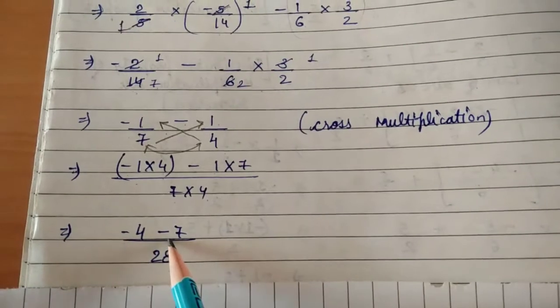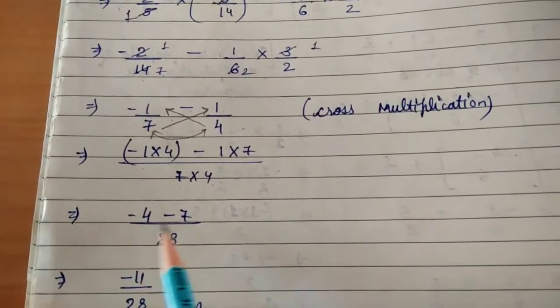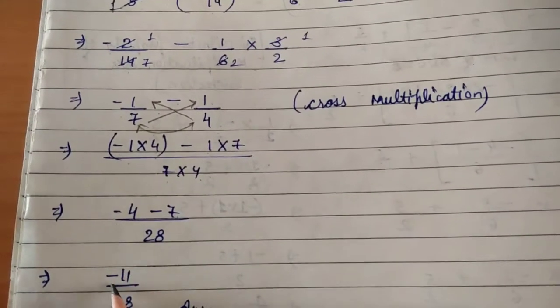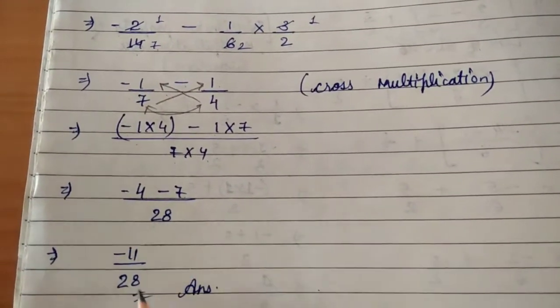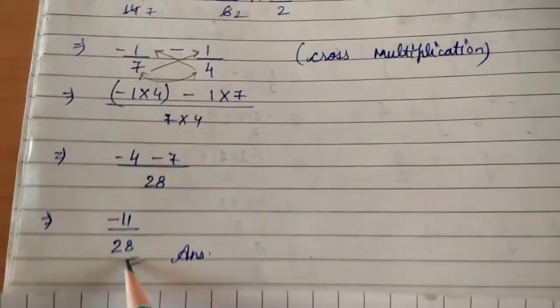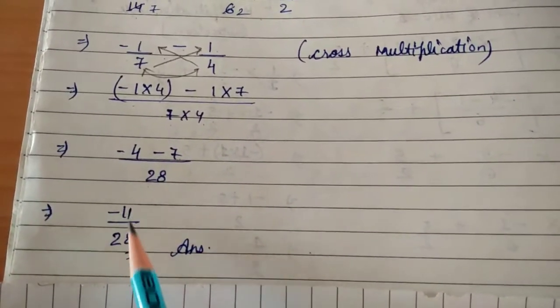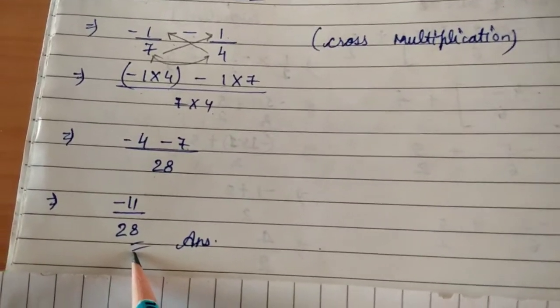Minus minus plus. So 4 plus 7 is 11, and the symbol of the greater number will remain the same, and 28 will come in the denominator as it is. So it will become minus 11 upon 28, which is our answer.